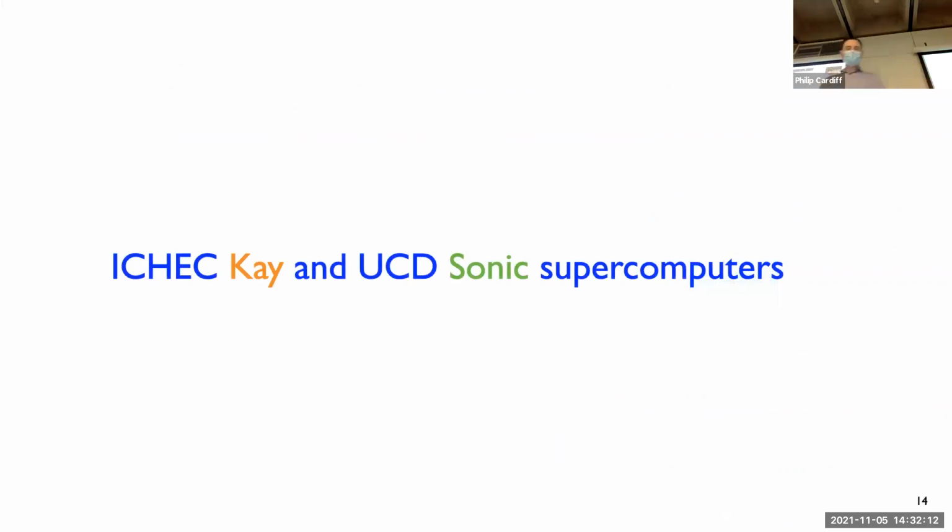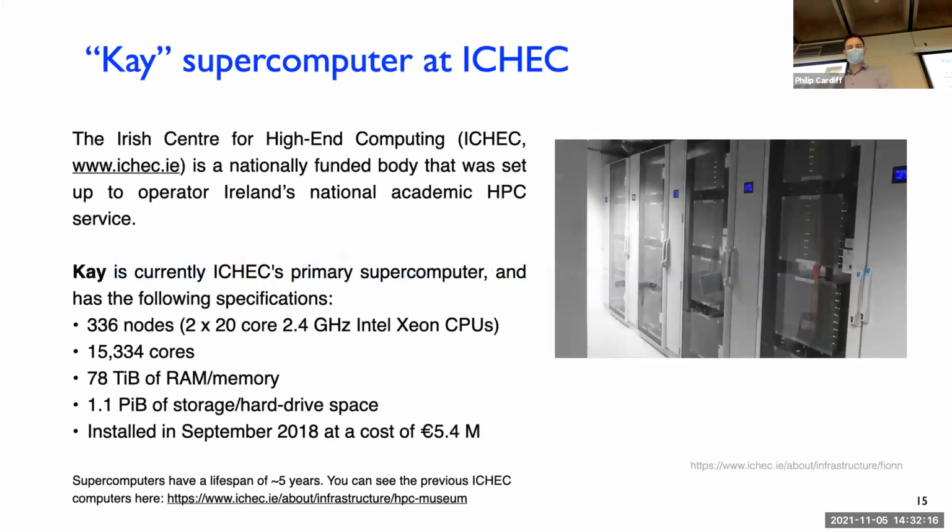Okay, so ICHEC K and UCD Sonic supercomputers. So the K supercomputer, ICHEC. So ICHEC is the Irish Centre for High-End Computing. So this is essentially like a nationally government-funded institute, where when the government wants to give money for high-performance computing, they give it to ICHEC.